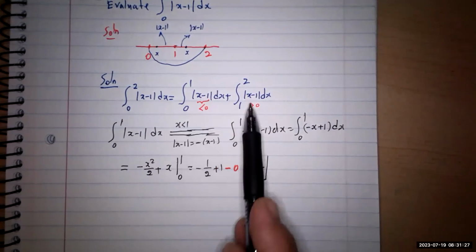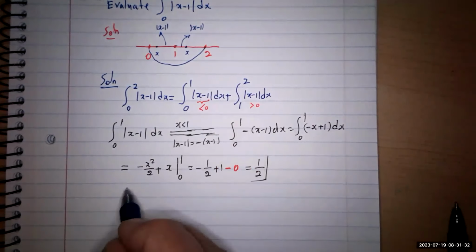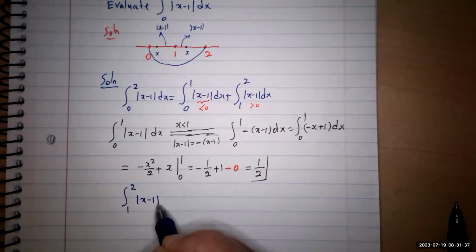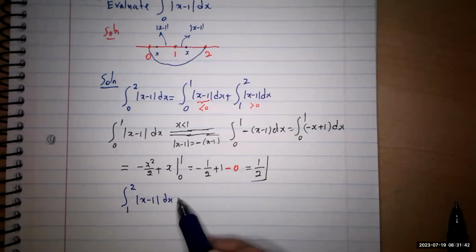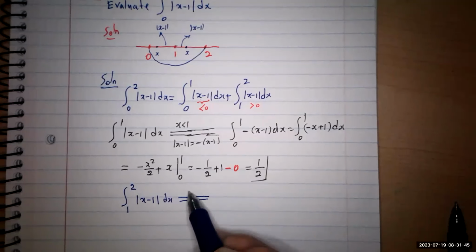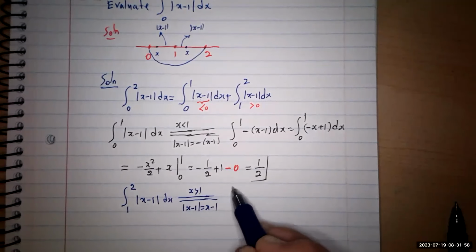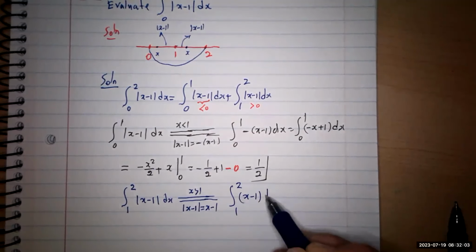We do the same to do the second part. So what is going to be the second part? The second part, integrating from 1 to 2, absolute value of x minus 1 dx. But this is 1 to 2, which means x is greater than 1. It's just for your information. So x is bigger than 1, so x minus 1 is positive, so I don't need any absolute value. That would be exactly x minus 1. So the result is the integral from 1 to 2 of x minus 1 dx.